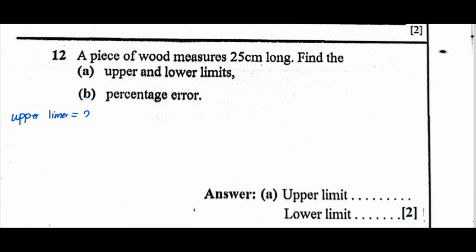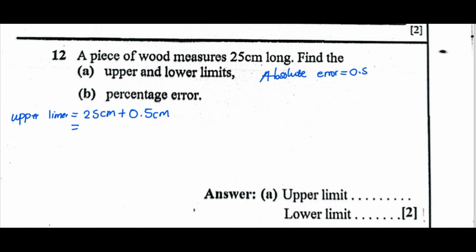it will be 25 centimeters plus the absolute error. Since this is just a whole number, there is nothing like correct to 1 decimal or 2 decimal places, so the absolute error is 0.5. You can just commit that to memory. So absolute error is just 0.5. Whenever you are solving for the upper limit, you add, so plus 0.5 centimeters.